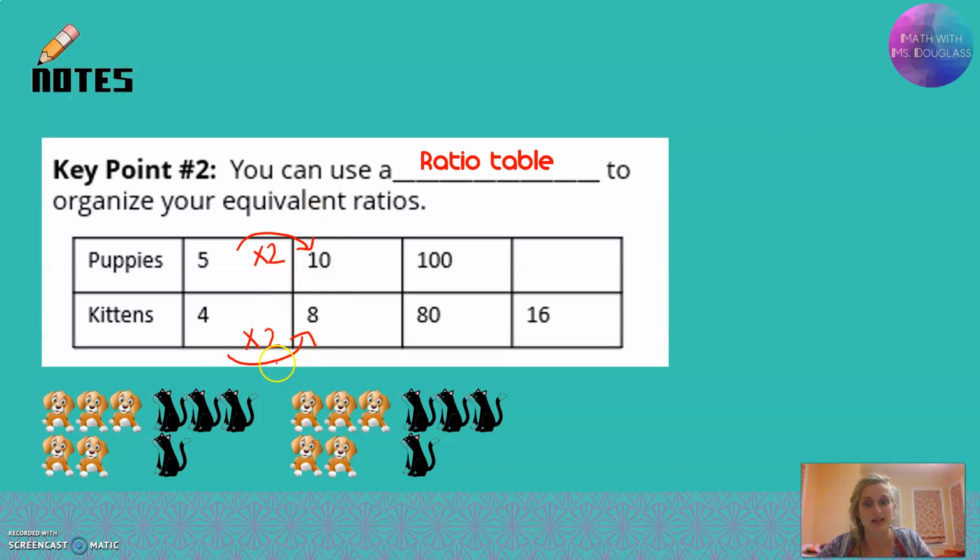I could even say, well, that's not enough. I love all the animals. I need 100 puppies. But if I'm going to get 100 puppies, or 10 times as many puppies as you see right here, because 10 times 10 is 100, well, then I'm going to need 10 times as many kittens. 8 times 10 is 80.